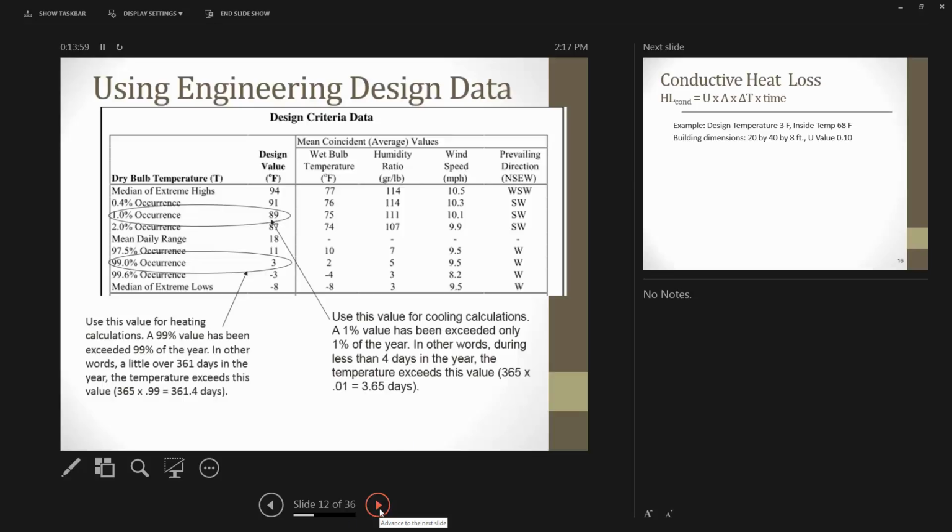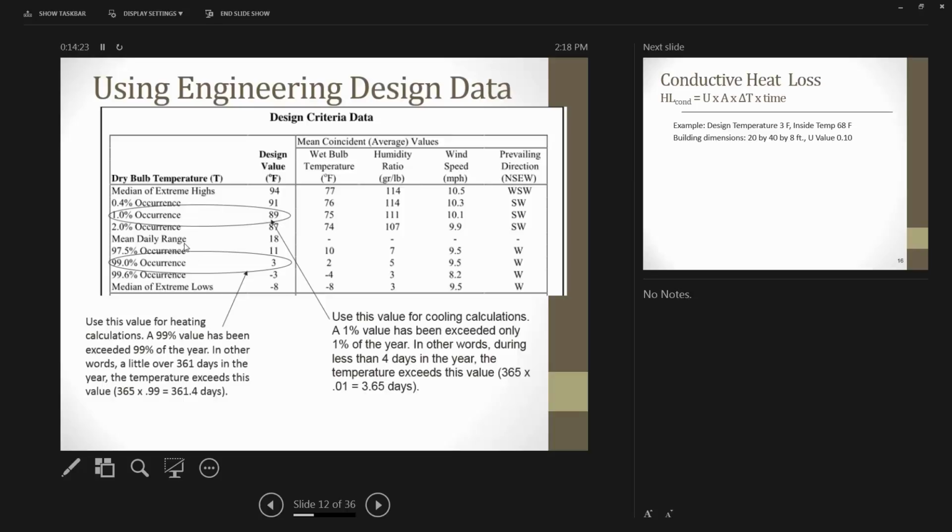That's just my soapbox. I'll get off of it now and get back to the... and so the same thing for the cooling value, using 1% occurrence. So 1% of the time the temperature is over that temperature. You'll also notice a couple other numbers in there.